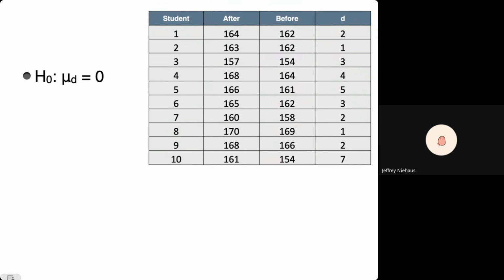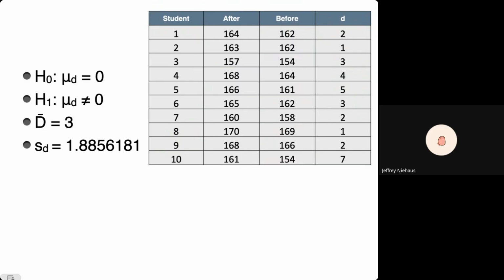The null hypothesis is that the mu of those difference scores is actually 0. The alternative hypothesis is that the mu of those difference scores, the population, is not equal to 0. So if we get a result in our sample that is far enough away from zero, we'll have statistical significance. The average of our difference scores here, those 10 scores, is 3. That's called D bar. The standard deviation of those 10 difference scores, that's called S sub D, is 1.88.